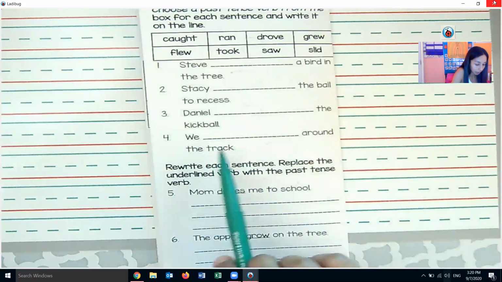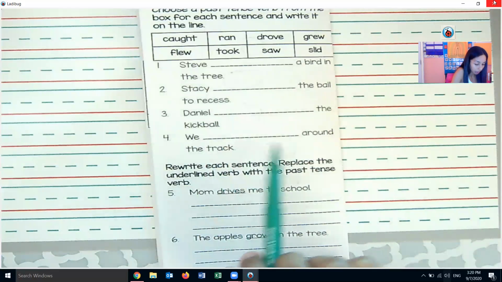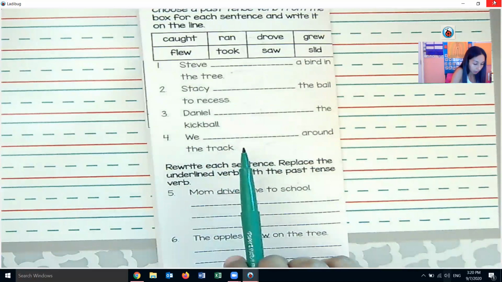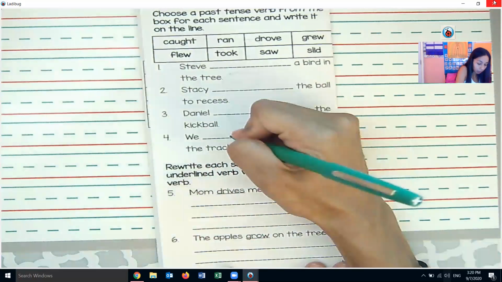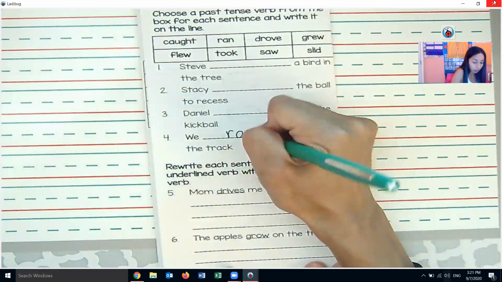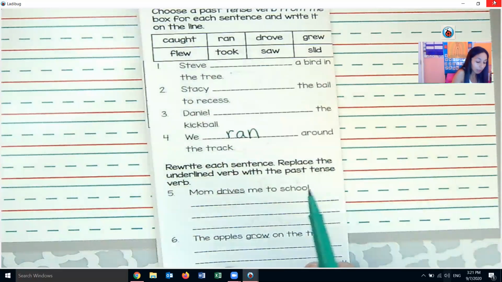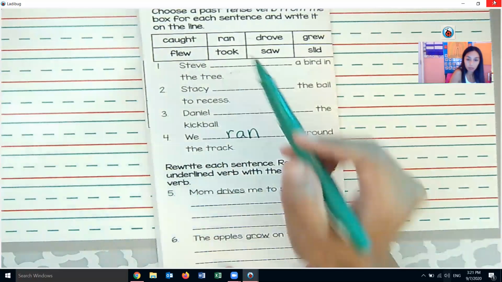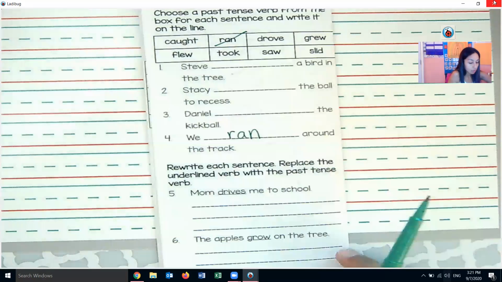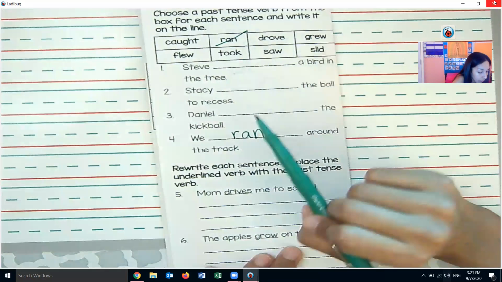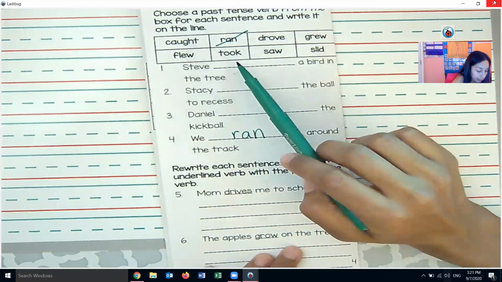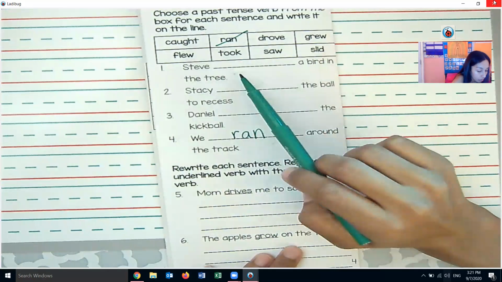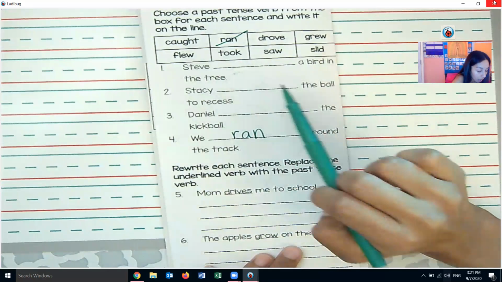"We ___ around the track." So I'll start with the last one because I think this one's pretty clear. Well, kind of. I think drove too could fit here, but I think it makes more sense for running. We ran around the track. You might have drove around, but probably ran around a track makes more sense. And then these are the words that are kind of getting me. So I know we're going to probably use caught, took. Let's see, Steve took a bird in the tree. Steve caught a bird in the tree.